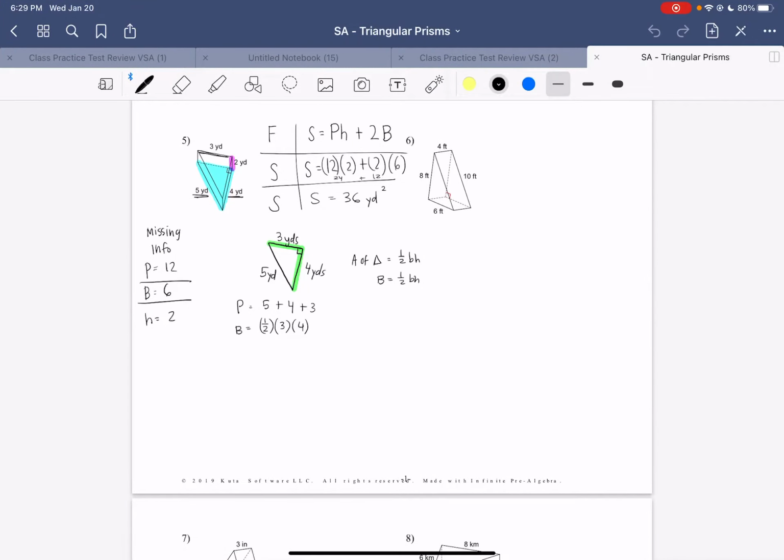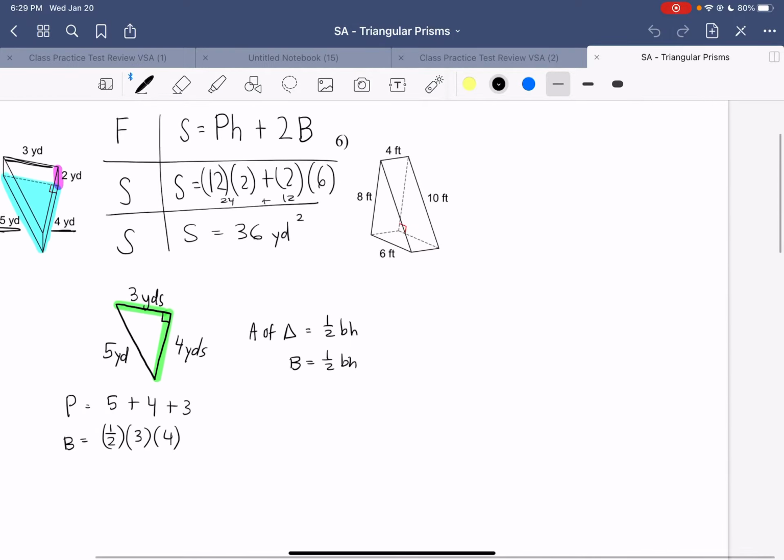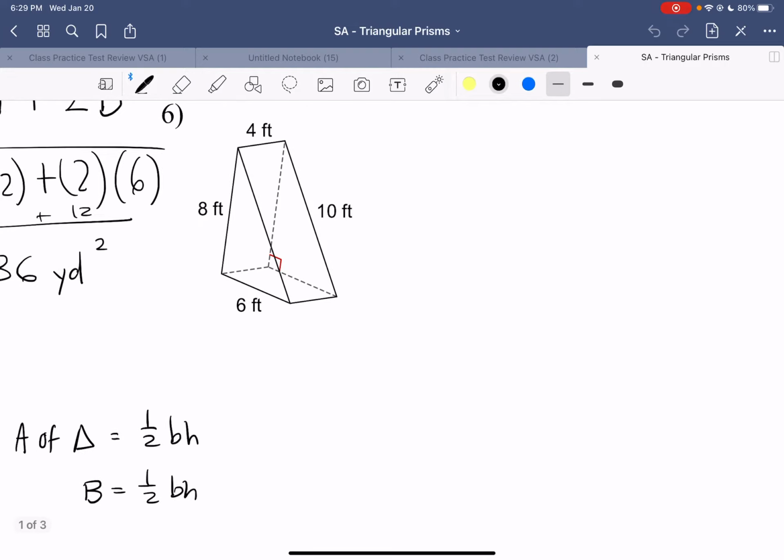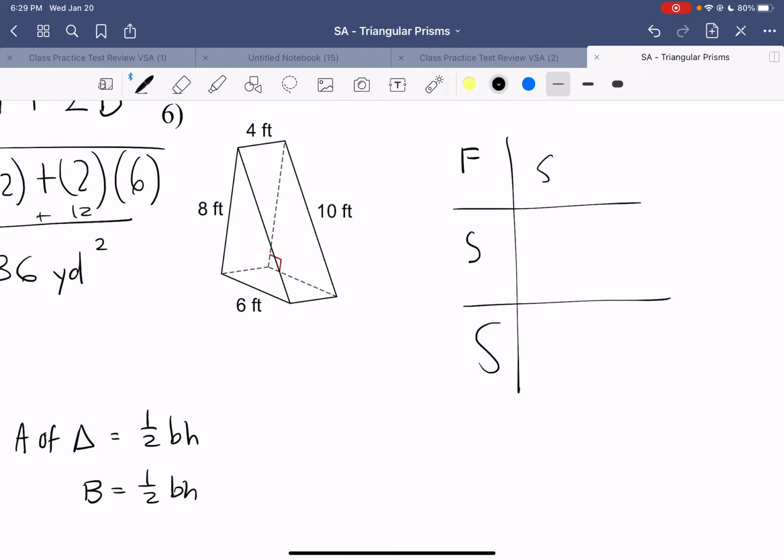Number 6 on the triangular prisms page. So we're going to start by finding the total surface area. Our formula for this is surface area equals the perimeter of the base times the height of the prism plus 2 times the area of the base. So our missing information is P, B, and H.